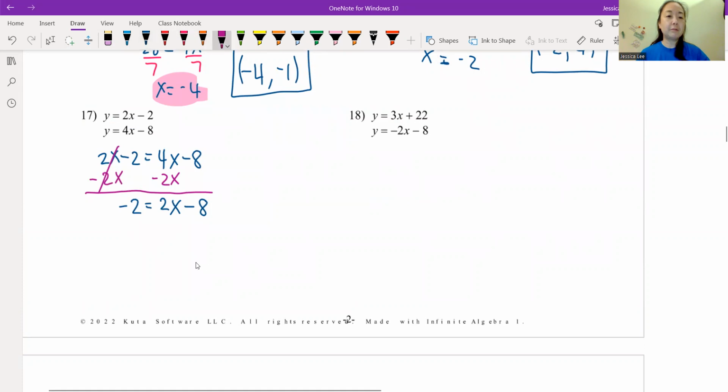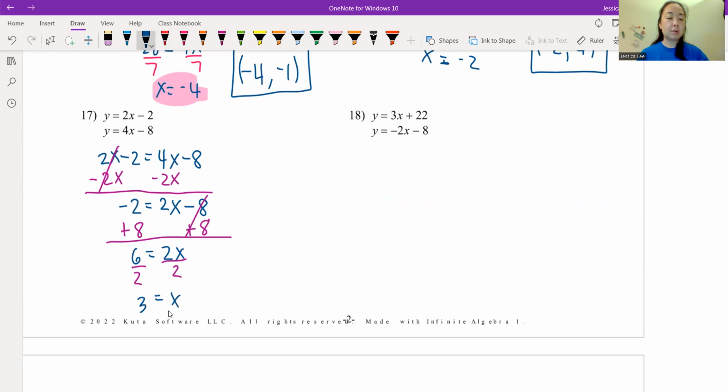And then what do we have? Now again, two-step equation. Here's the first step. Get rid of the constant. And then you're going to get 6 is equal to 2x. And then we're going to divide out the coefficient. That's going to be x is equal to 3, or 3 is equal to x, whichever way.